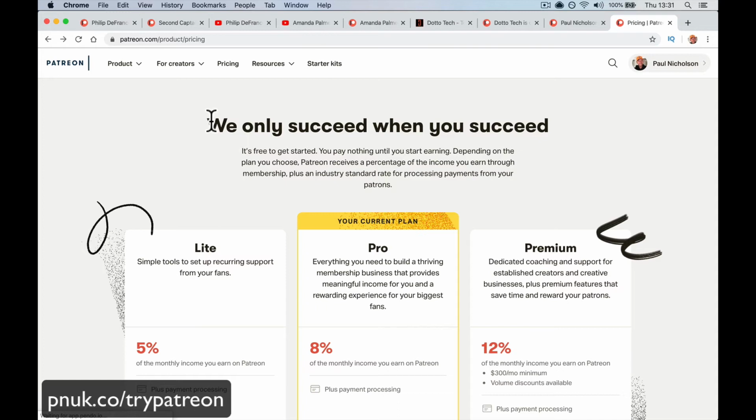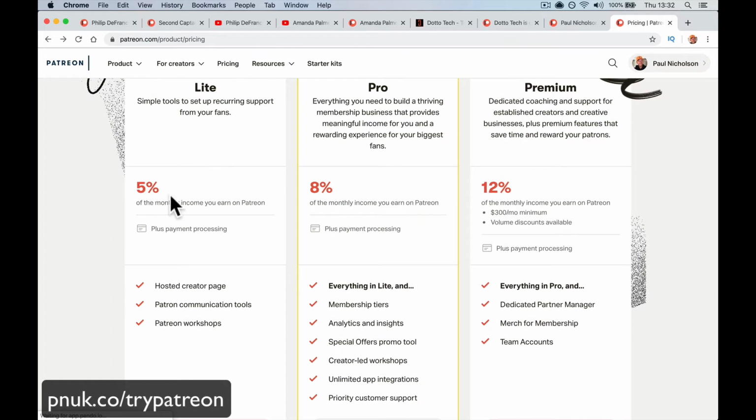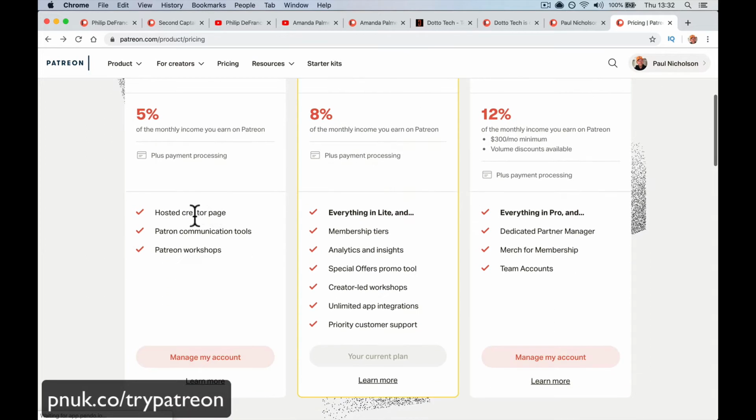Right, let's first get into pricing and let's talk about how Patreon makes its money. There are 3 tiers, and each one will take more percentage of your patrons' money the more features you want to use. So obviously the more patrons you have, the more Patreon's going to get paid. The first version, the Lite version, is 5% of your patrons' money: membership fee, hosted creator page, Patreon communication tools, and Patreon workshops, right?